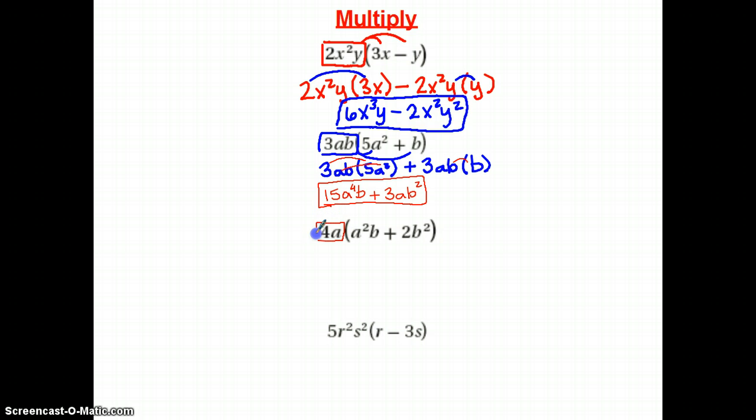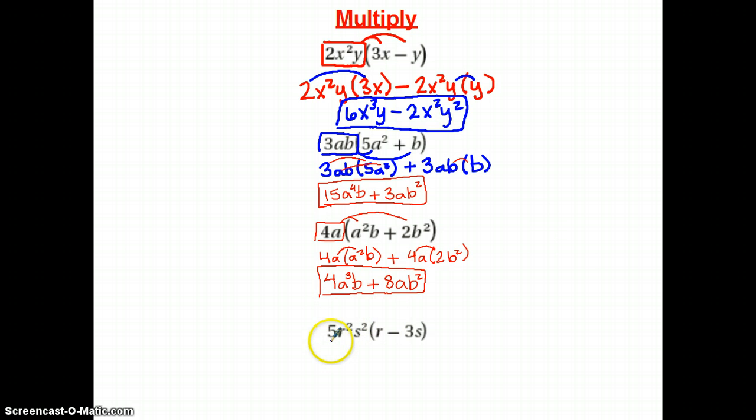Again, down below, I'm going to be distributing my 4a. I get 4a times a squared b plus 4a times 2b squared. There's nothing to multiply my coefficient of 4 by, so I simply bring that down. Multiplying my a's, a times a squared is a to the third, and b does not combine with anything, so I still have simply b. Plus, multiplying my coefficients, 4 times 2 is 8. A does not multiply with anything, and neither does b squared. Again, I cannot simplify this further.